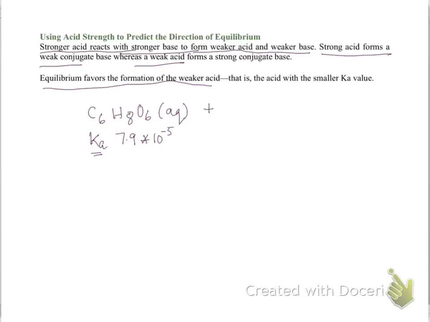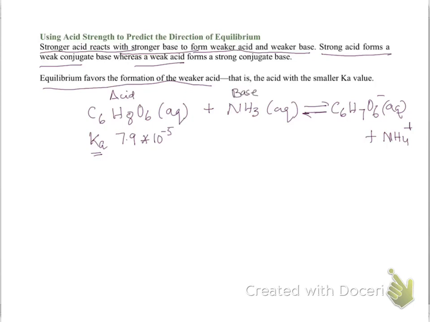When you put that in, let's say, a base, ammonia, it forms this, my conjugate base, and this is my conjugate acid, ammonia. So this is my acid, this is my base, and here, conjugate acid, conjugate base.